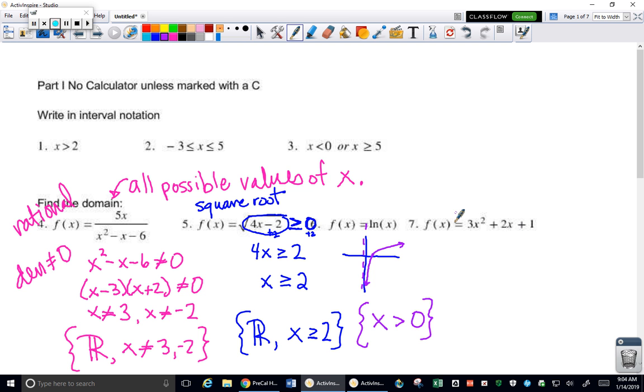And this one is a quadratic. Hopefully you know all polynomials have no restrictions. We can square anything that you can think about. So this has an all real domain. So a little bit about domains.